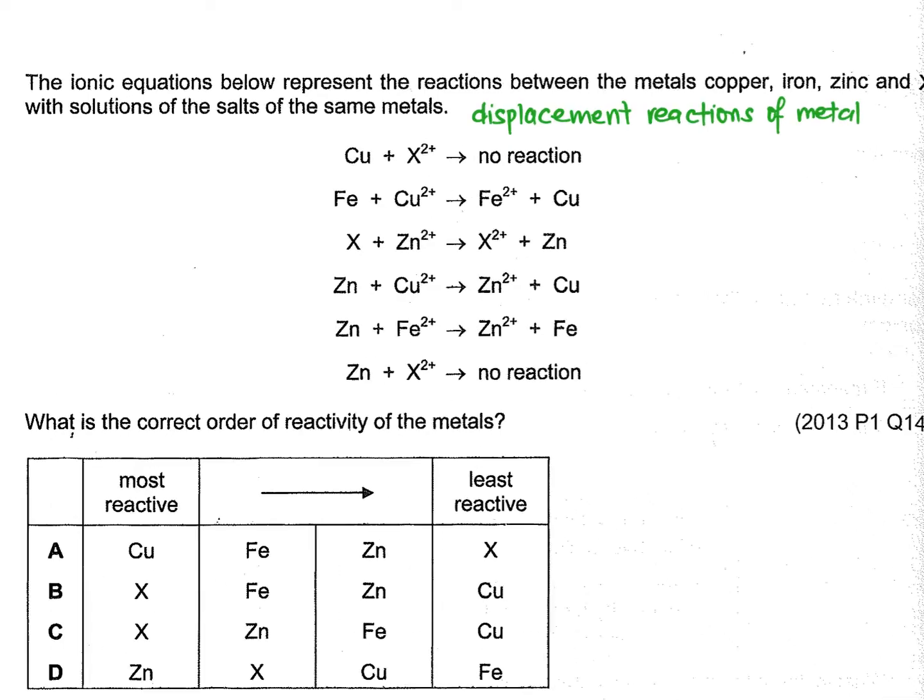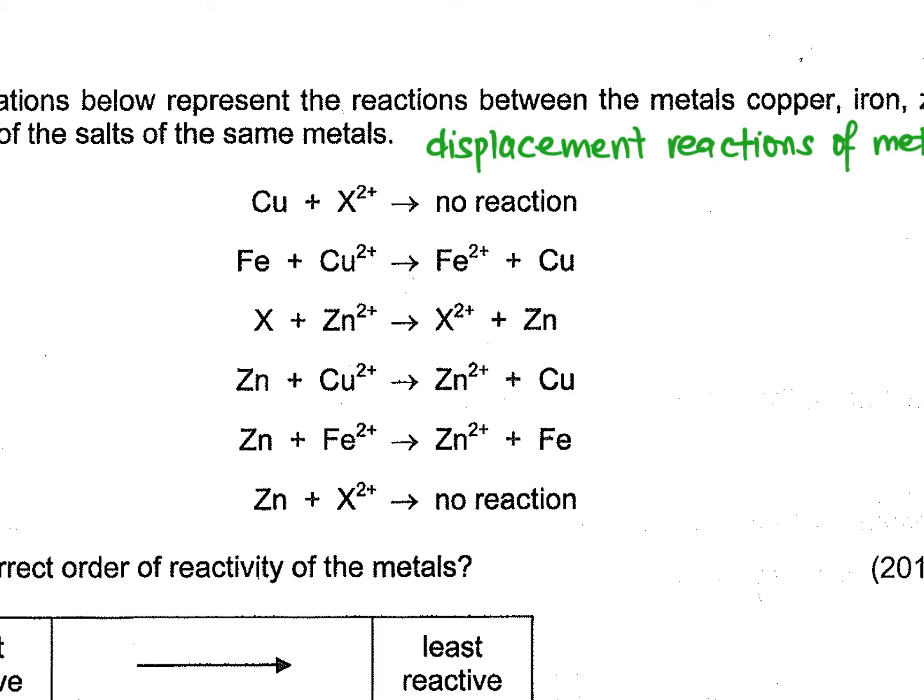So how do you actually read such an equation? Because they are all ionic equations. The moment you see that there is no reaction, for the first one, when copper reacts with the ions of X metal, if there is no reaction, what you can imply is that copper is less reactive than X. That's why it is not able to displace the X metal from the X2+ salt solution.